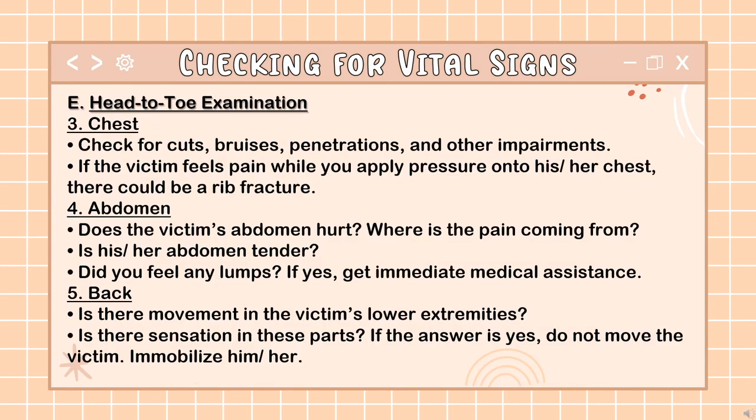In checking the chest area, check for cuts, bruises, penetrations, and other impairments. If the victim feels pain while you apply pressure onto his or her chest, there could be a rib fracture. For the abdomen area, does the victim's abdomen hurt? Where is the pain coming from? Is his or her abdomen tender? Did you feel any lumps? If yes, get immediate medical assistance.